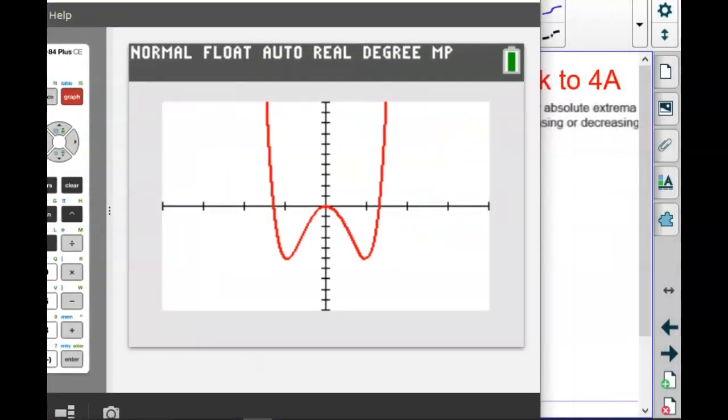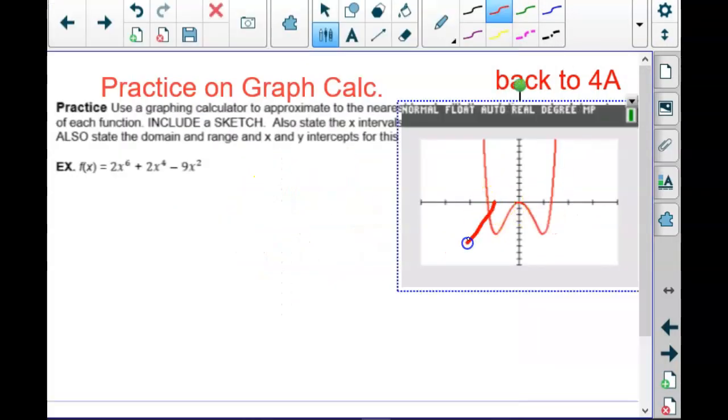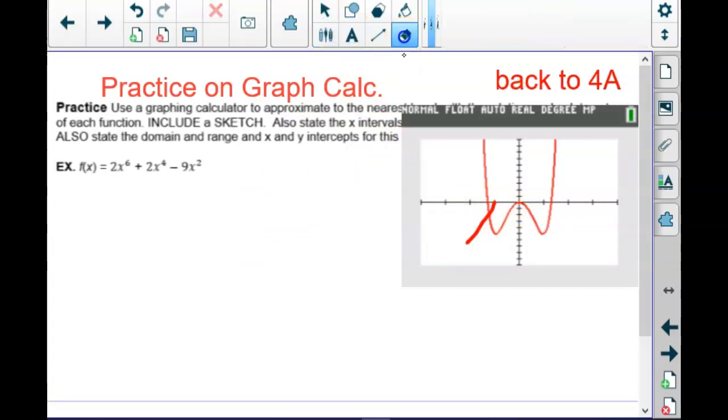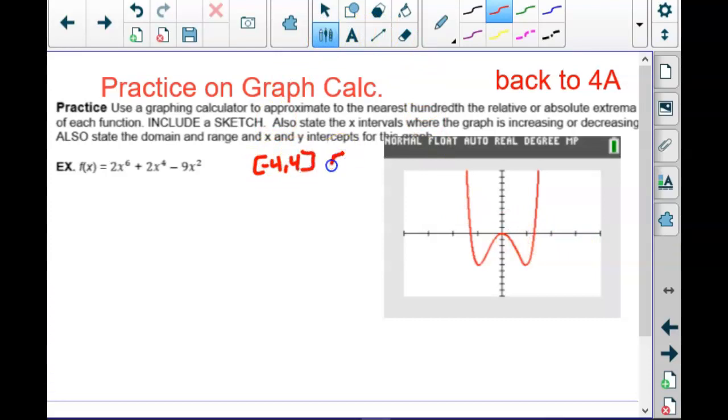I'm actually going to put this over here so that we can label it. Oh, sorry, didn't mean to write on it. All right, so again, my window's -4 to 4 for the x's, and then -10 to 10 for the y's. And this is the equation I put in from worksheet 4A. All right, I need the maxes and the mins on this one.